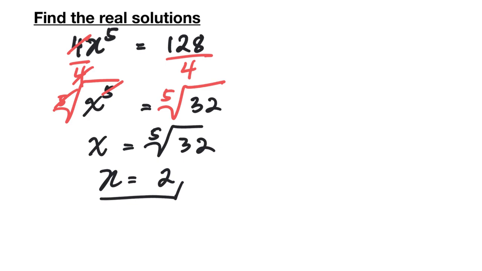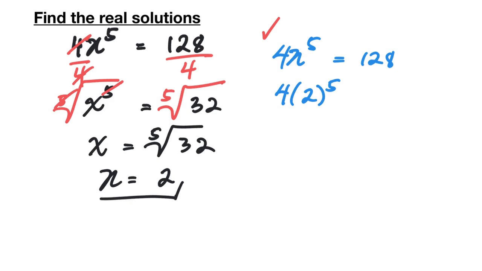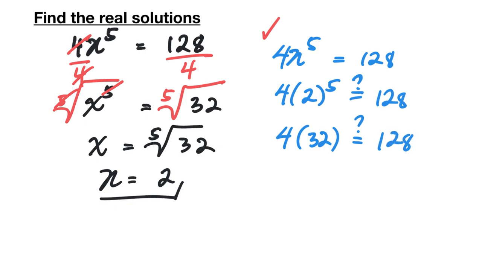Now let's do a recheck. The original equation says 4x^5 is equal to 128. So 4 multiplied by 2 raised to 5, is it equal to 128? So 4 times 32 is equal to 128. Yes, we know that 4 times 32 is going to give you 128, which is equal to 128, therefore it's correct.